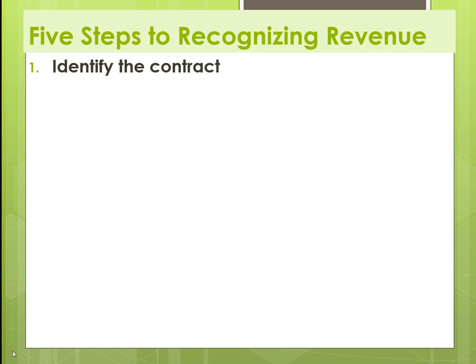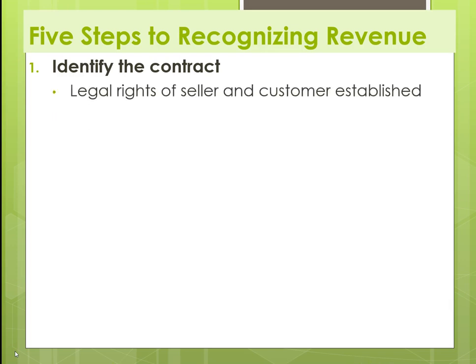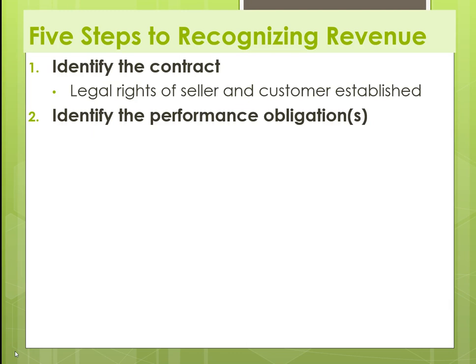So we have a 5-step process. We're going to go over that first because you really need to understand this in order to understand how to work the homework. The first thing you've got to do is identify the contract: legal rights of seller and customer established. The next thing you need to do is identify the performance obligation, also known as PO.